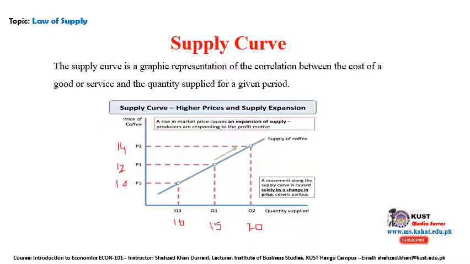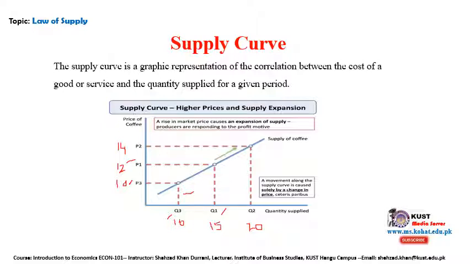So this is what there is. You can see when the price was 10, the quantity was 10. When the price increased to 12, the quantity, for example, increased to 15. He's offering more to the market. Clear? So supply curve: higher prices and supply expansion.